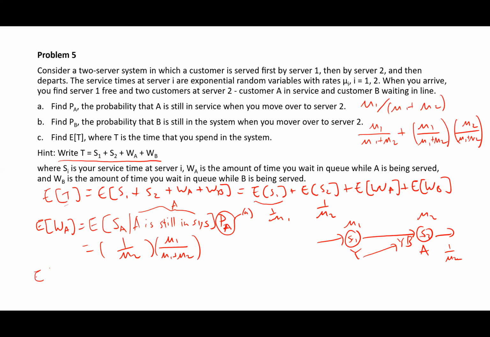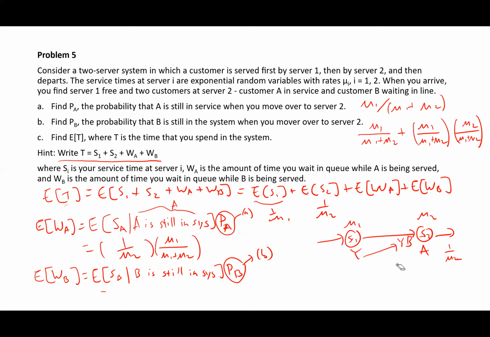Okay, the same logic applies for the waiting time for person B. It's the expected service time for B, and B is still in the system, and the probability of B. Again, this part we got from part B, right?